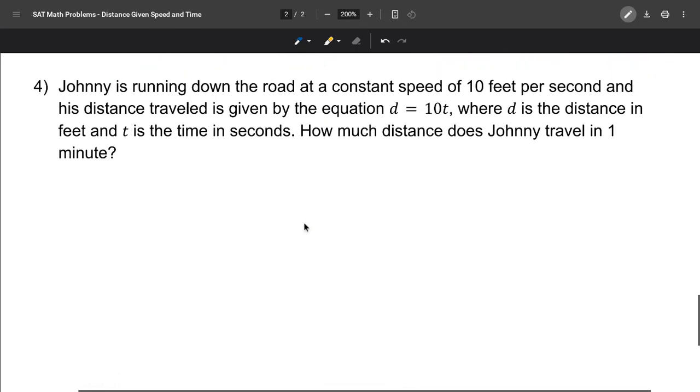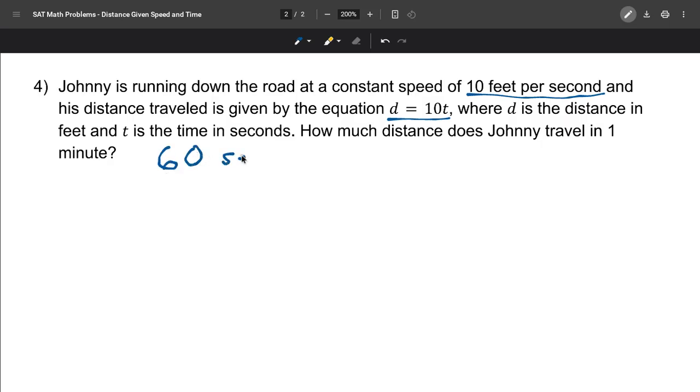All right, pause the video if you like. Okay, so Johnny is running down the road at a constant speed of 10 feet per second, and his distance traveled is given by the equation d equals 10t, where d is the distance in feet and t is the time in seconds. How much distance does Johnny travel in 1 minute? Okay, so 1 minute, how many seconds is that? That's 60 seconds. All right, so we're going to have to use the seconds here. We're not multiplying by 1.